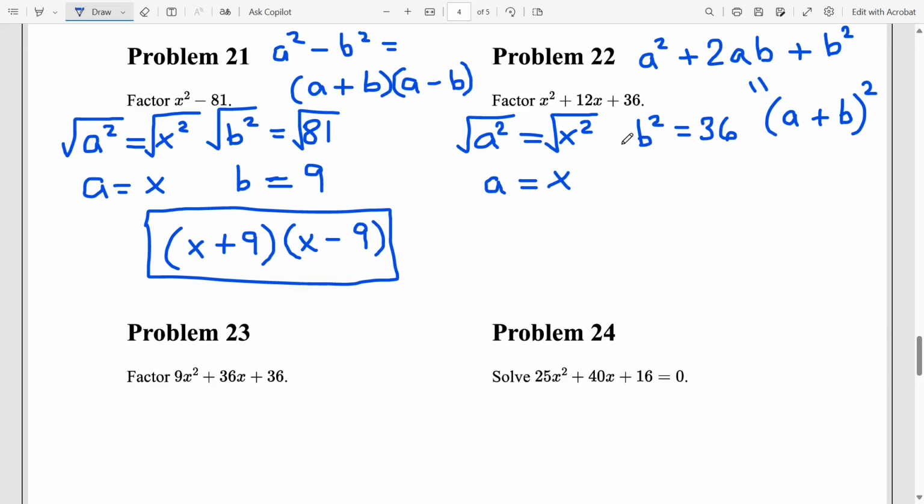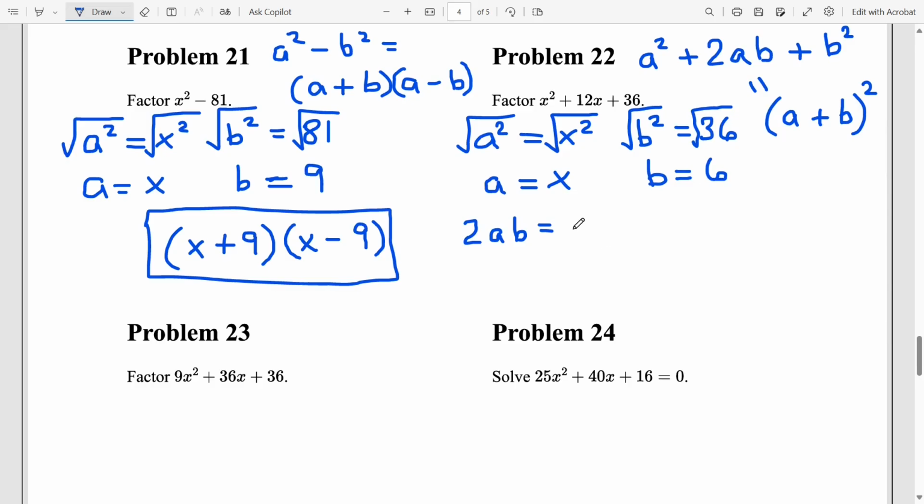If I want to figure out what b is, I have to take the square root of b squared, and therefore I'd have to take the square root of 36. So b is going to be equal to the square root of 36, which is 6. Okay, so we want to check that 2ab is equal to 12x. And if that works out, then this is a perfect square trinomial, and I can just write this as x plus 6 squared, a plus b squared, right?